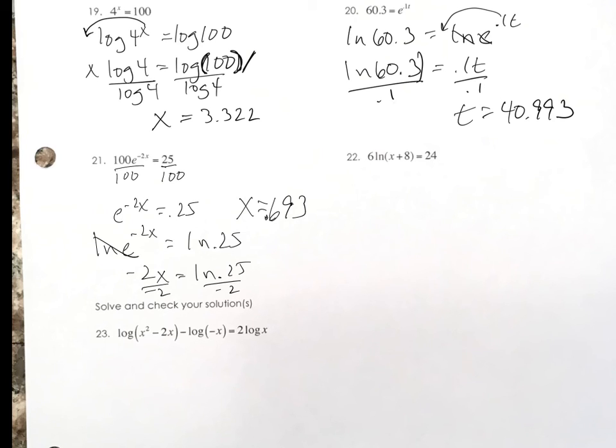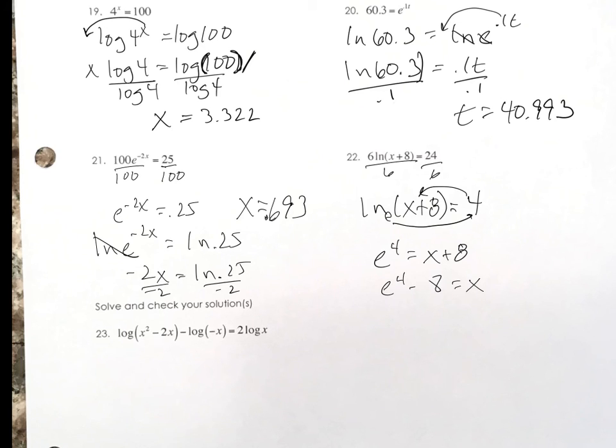For 22, we'll divide both sides by 6. Natural log of x plus 8 is equal to 4. This is a swoop one. You have the natural log. You don't want the natural log. You want the e. Remember, the e is invisible. It's really right there. E to the 4th is equal to x plus 8. You can put this in the calculator, e to the 4th minus 8, to get x. X is 46.598.